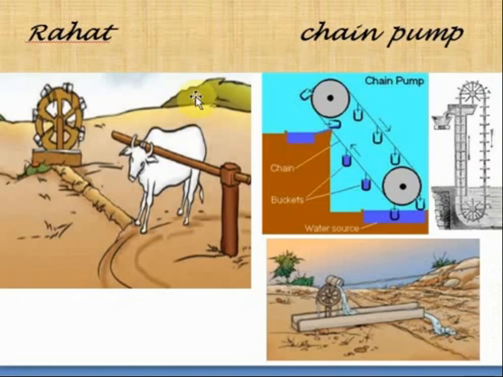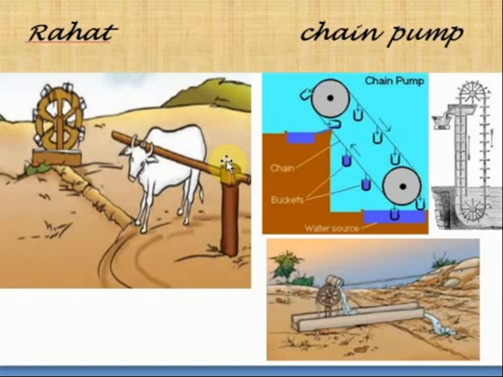So next we have rahat and chain pump. Now in rahat, as you can understand from its name, in this process you can see here an ox is rotating a handle that rotates the water wheel, and that water wheel collects water and supplies to the crops, and the name rahat is given to it because in this process no use of humans is there, only the animals just rotate this chain.